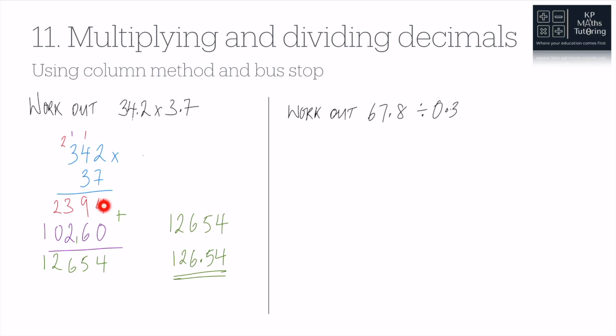7 times 2 is 14, so 4 carry my 1. 7 times 4 is 28, plus my 1 is 29, so 9 carry my 2. 7 times 3 is 21, plus 2, 23. So that red bit is the first bit.